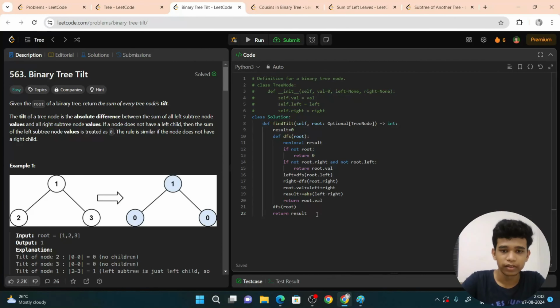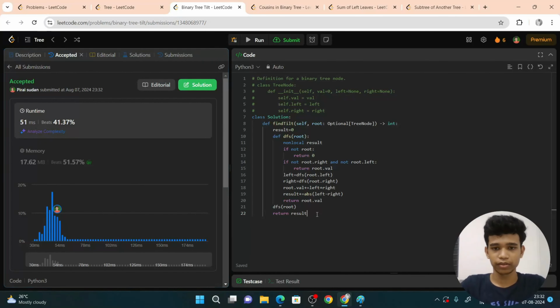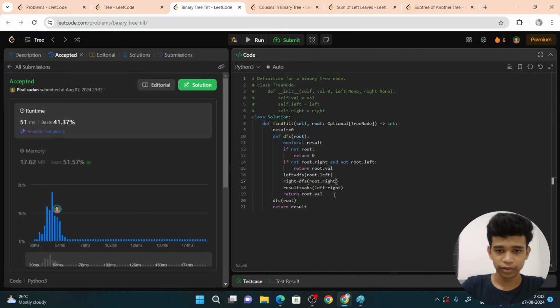Let me submit it. Yes, it is submitted successfully. Now see here, we don't need to write this value, right? Instead of this, we can write here directly, plus just the left subtree and right subtree sum, right? We can also do like this, okay? And this is not necessary. We can also comment it out.